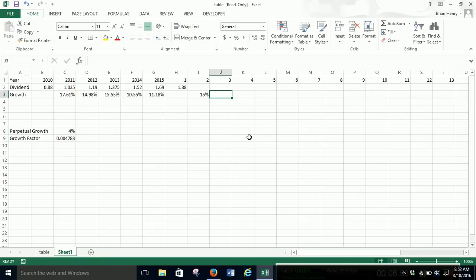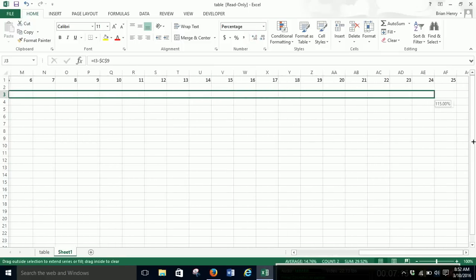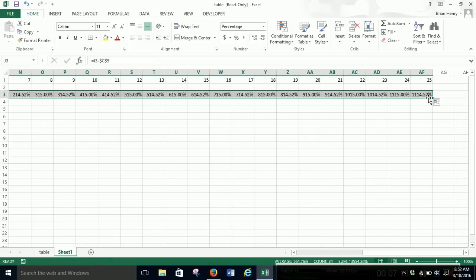So it doesn't have to be linear, we could do it other ways, but that's the way I'm going to do it today. So if I take that minus this growth factor, and you'll see, let's give it some decimals so you can see what's going on. And then I drag it over, it should hit... whoa, what happened?